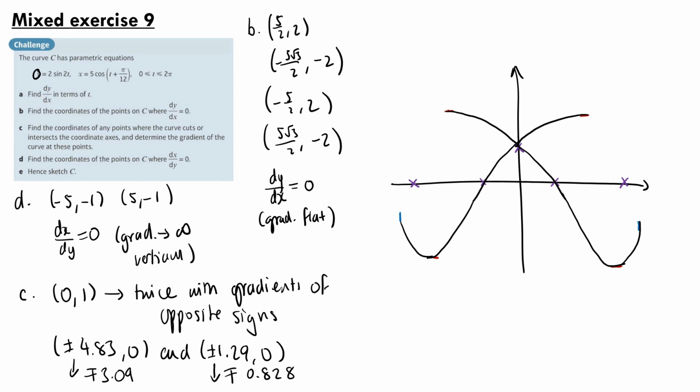We need to intersect at the point there and then reach back up there. A flat gradient again, and I haven't drawn it the best on that side. I'll try that again. Around like that. And that is our graph. You could label the points on there if you wanted to. So that's 1 there. That is 1.29, minus 1.29, 4.83, minus 4.83. And that is your graph.